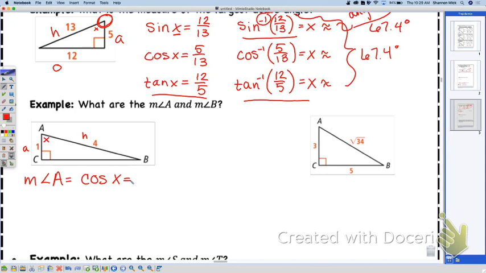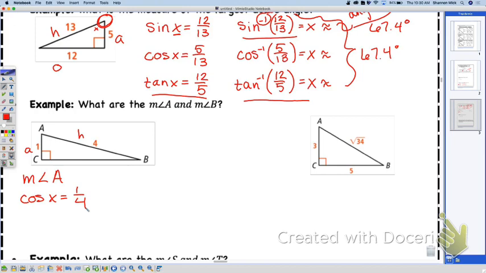What? Would it be 1 over 4? 1 over 4. Actually, don't write it yet. I want you guys to write it down. Do we use that inverse always? When you're finding an angle, yes. So the measure of angle A is the cosine of x equals 1 over 4.